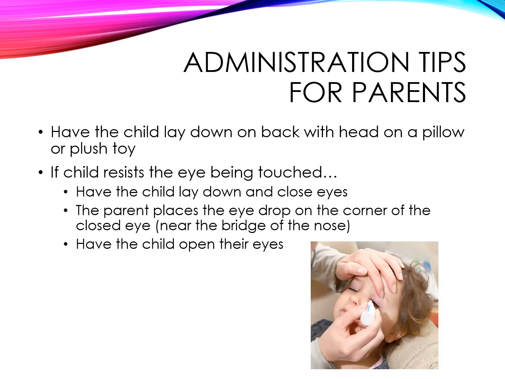For the parents administering these eye drops to their children, there are a couple tips and tricks in order for proper administration. First is to have the child lay down on their back with their head on a pillow or a plush toy for comfort. Secondly, if the child resists the eye being touched due to pain or discomfort, they can have the child lay down and close their eyes. The parent can then place the eye drop on the corner of the closed eye near the bridge of the nose, and then have the child open their eyes. This allows the drop to fall in naturally from the corner of the eye into the eye itself.